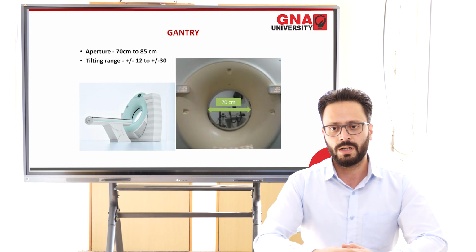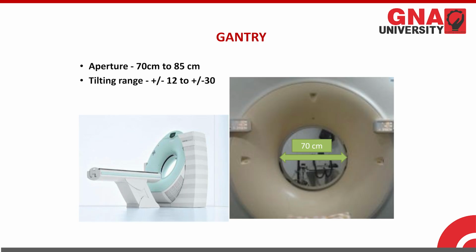So let's talk about gantry. Gantry has an aperture of 70 to 85 centimeters. What does aperture mean? Aperture means the inner diameter of this circle, and this inner diameter enables the patient to go inside and come out of the gantry. The aperture should be of that much length that an average sized patient of that particular community should be able to go in and out of the gantry easily.